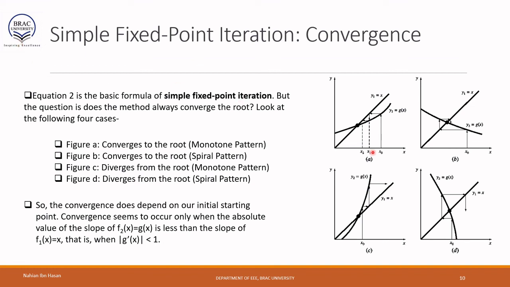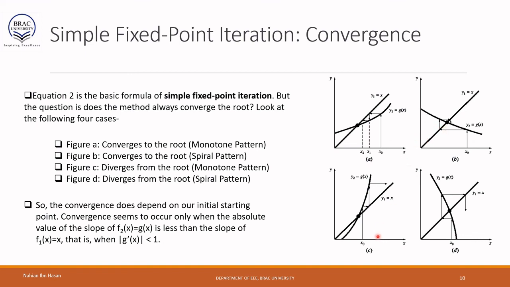So what we can say, the slope of g of x, which is termed g prime of x, we take the absolute value of that function and compare it with 1, because the slope of y equal to x is 1. So we need to find out whether the absolute value of g prime of x is less than 1 or not. If it is less than 1, then our convergence is sure, and that's what is happening in figure A and figure B. In both of these figures, the absolute value of g prime of x is less than 1.